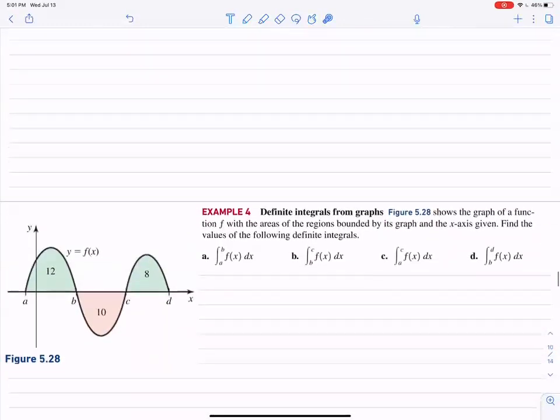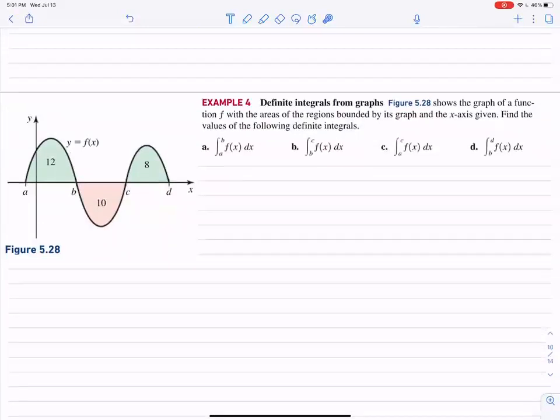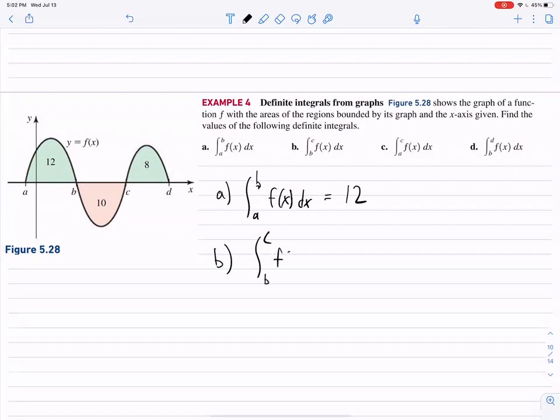All right, let's talk about how to use definite integrals to calculate some stuff. So here's a graph. They tell us that's A, B, C, and D, and they tell us what these given areas are. And so the integral from A to B of f of x dx is just this area right here, and that's equal to 12. For part B, the integral from B to C of f of x dx is going to be this area, so it's going to be -10.